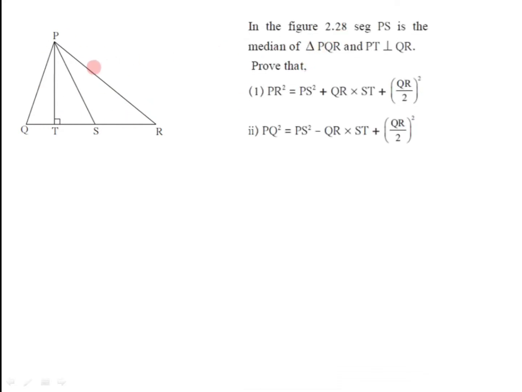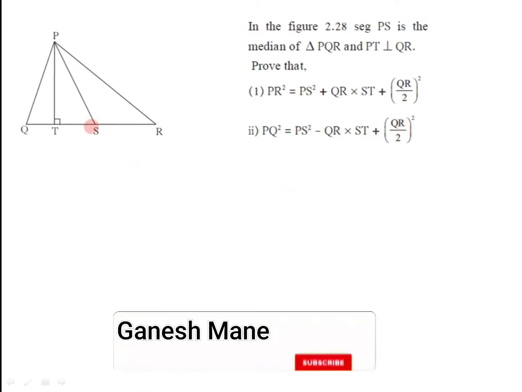Question is, in this figure, PS is the median of triangle PQR and PT is perpendicular to side QR, and from that we have to prove that PR square is equal to PS square plus QR into ST plus (QR by 2) bracket square. The second thing we have to prove, PQ square is equal to PS square minus QR into ST plus (QR divided by 2) bracket square. So we are going to start with the given.